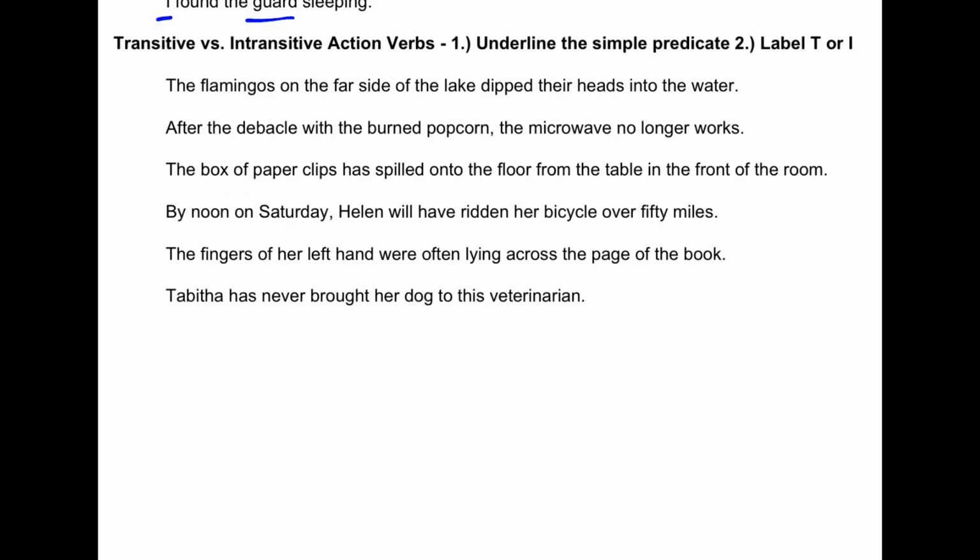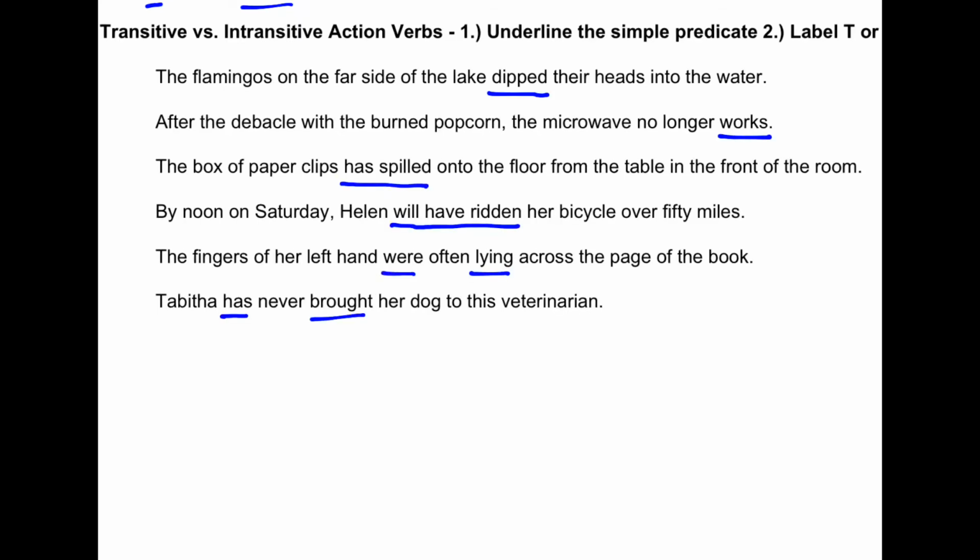This next section, we're getting away from nouns and pronouns, and we're underlining the simple predicate. And then we're going to label these action verbs as either transitive or intransitive. So when it comes to simple predicate, that's the main verb like dipped or works, including any helping verbs like has spilled or will have ridden, and not including adverbs like often or never.